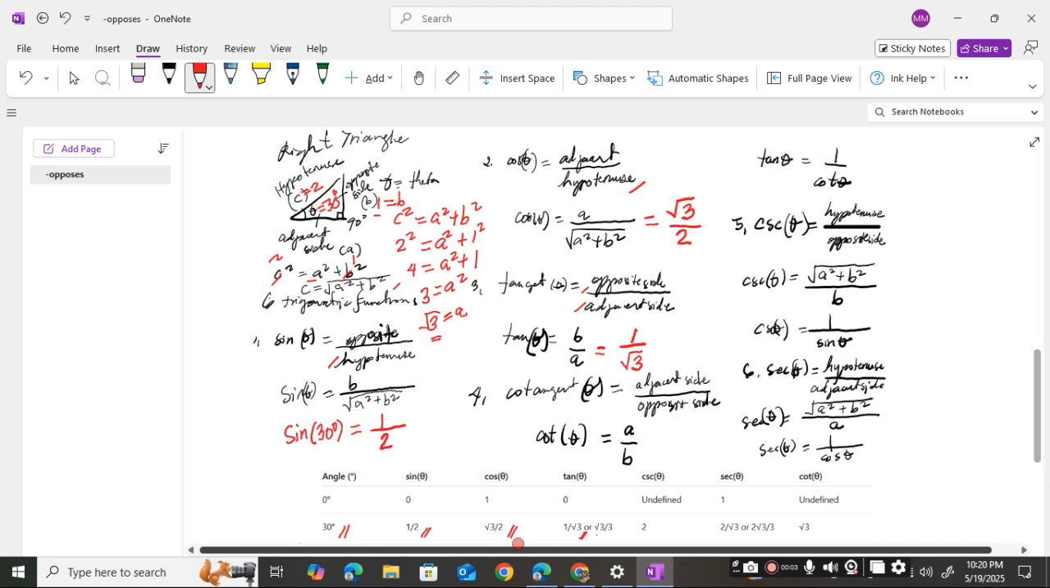Now, what is this in terms of square root of 3 over 3? It's perfectly legal to multiply this value by square root of 3 over square root of 3. Why is that? Because as you see, this is just 1. So anything that we multiply by 1 remains itself.